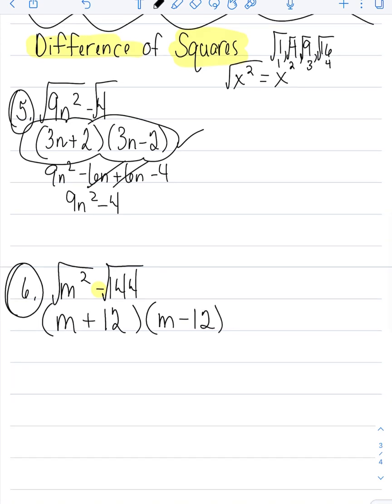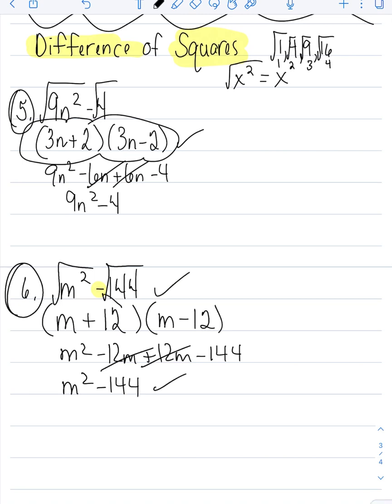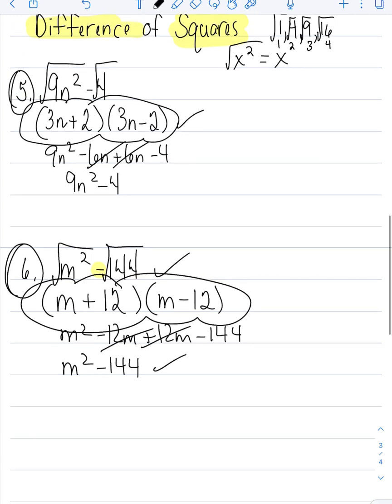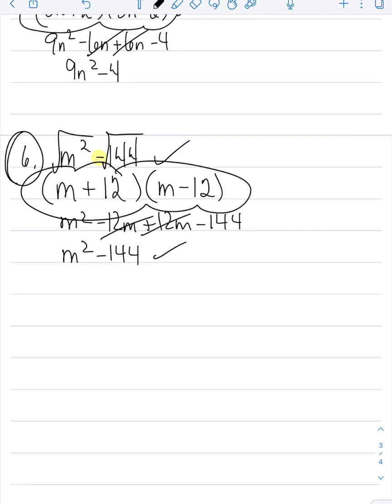Let's use FOIL to make sure. First, outside, inside, last. Simplify, the two middle terms cancel, and I'm left with m squared minus 144. That gives me back my original, so these are the factors for m squared minus 144. Let's do one more just to make sure you're comfortable.